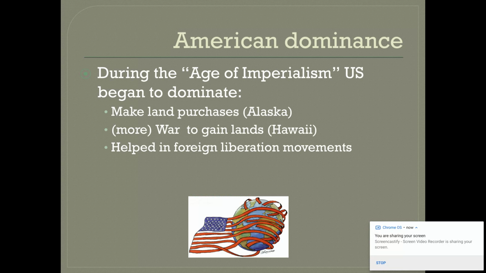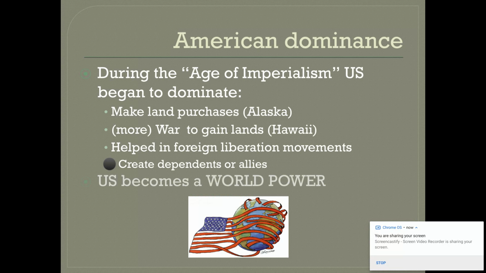And they were looking at some places to try to help other countries, and I won't say help, but to try to get these other countries to either break away or to rebel, so the United States could eventually control them. So they helped in foreign liberation movements, and that's the reason why they were trying to get these other countries to break away to eventually try to control them later on. They knew that if they got some of these countries to break away from whoever was controlling them, that they could make them dependent on them or they could use them as allies.